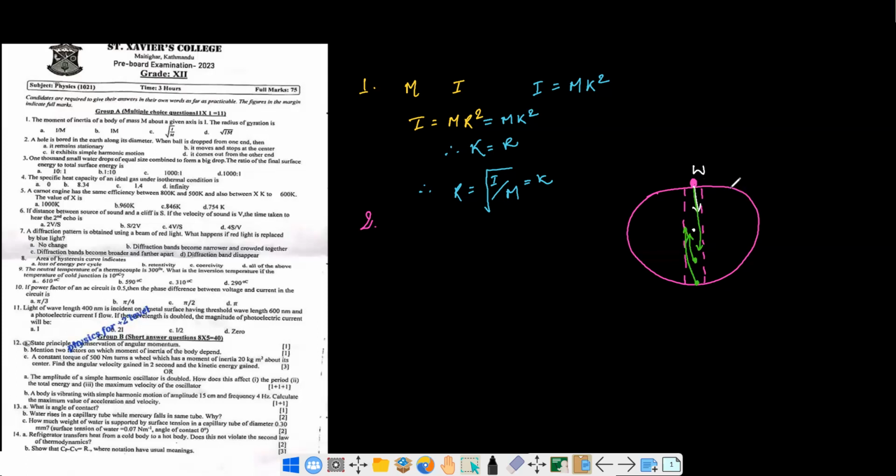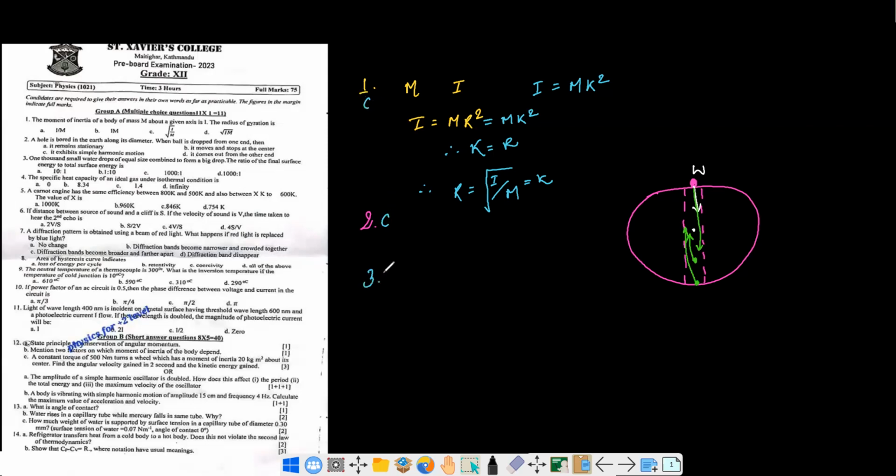That's why this looks like a simple harmonic motion that is just passing through the mean position. So the answer for this particular question is going to be oscillatory motion, SHM. It exhibits simple harmonic motion. So the answer is going to be C.